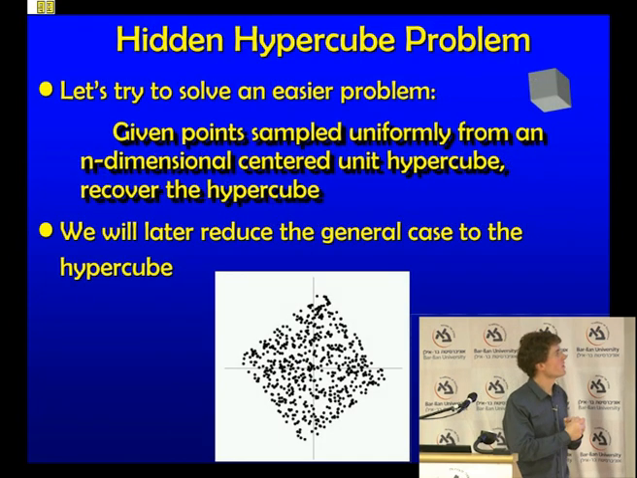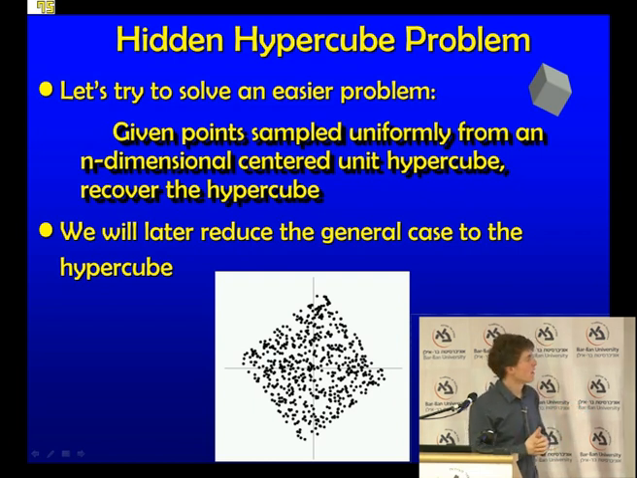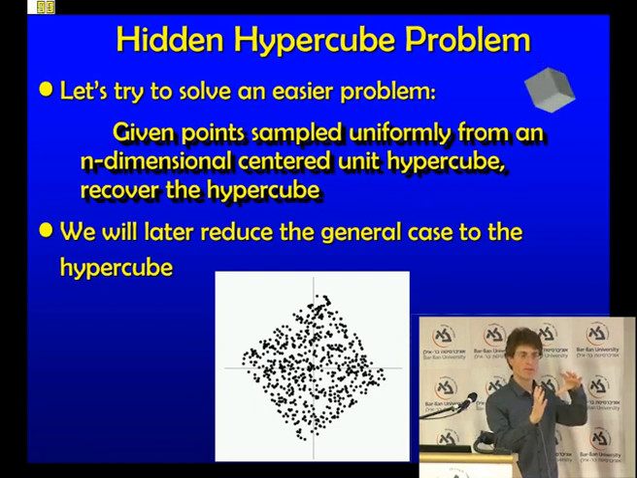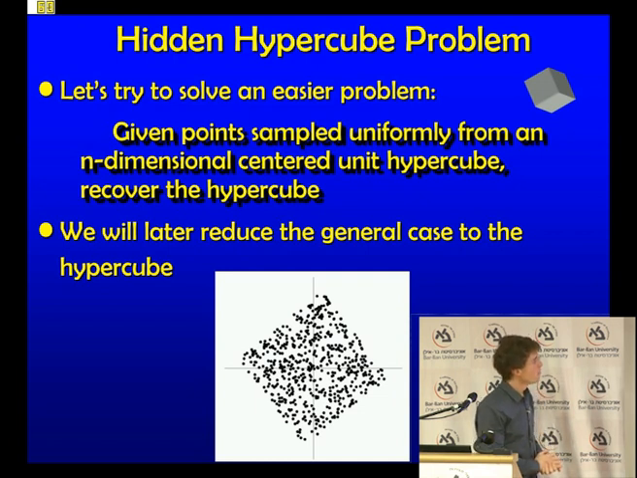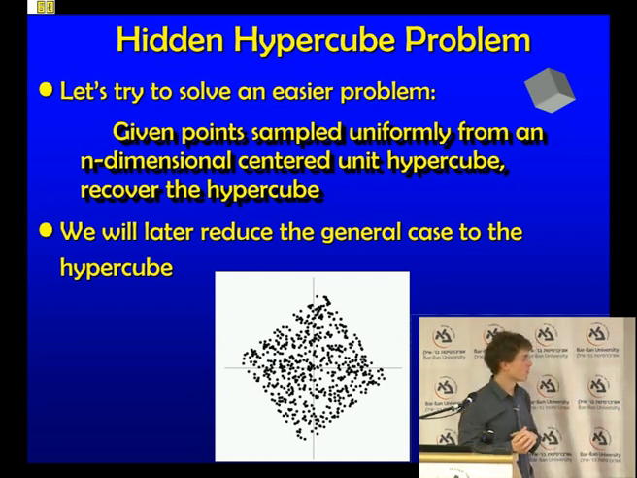So before we do that, let's do something easier. Let's try to find a cube, given samples from the cube. Now it's a special case. You don't have to worry about parallelepipeds. Just cubes. But the cube is not axis aligned. It's rotated. So there's still something to do. It's not completely obvious. Here's a two-dimensional demonstration. We have a bunch of points sampled from, in this case, a square, and we want to figure out where the square is. In two dimensions, it's obvious. You see the square. But in higher dimensions, it requires some algorithm.